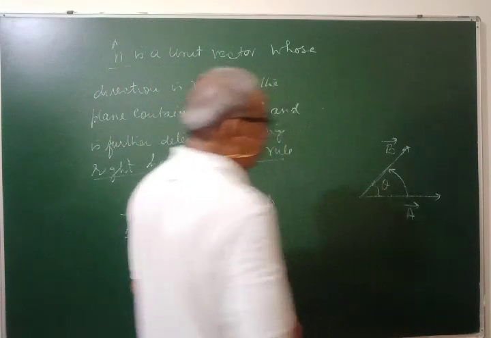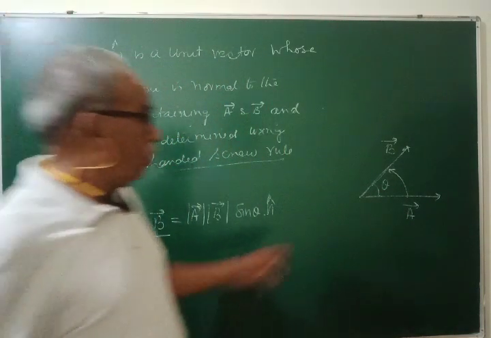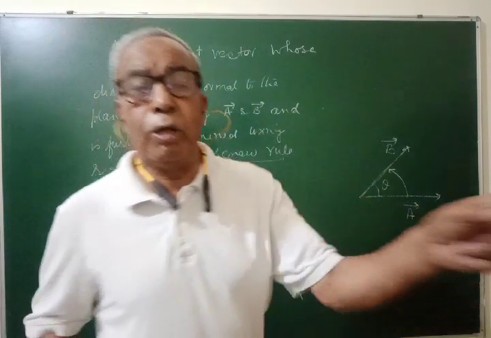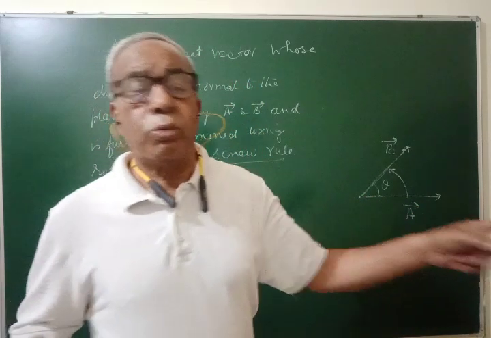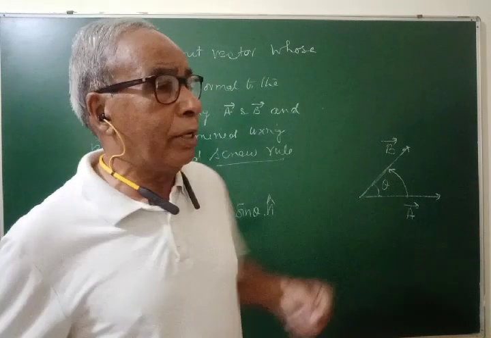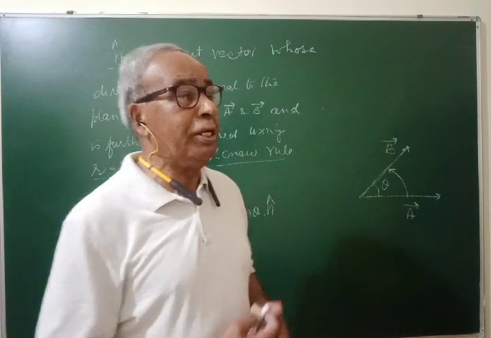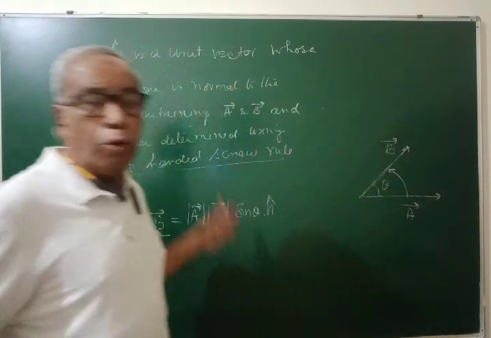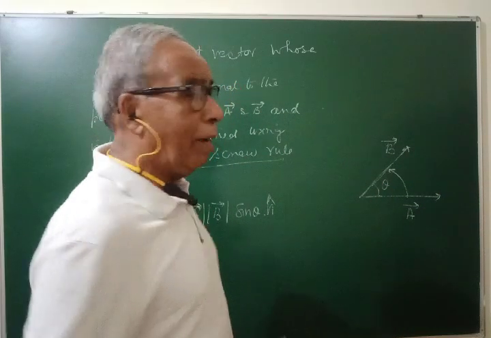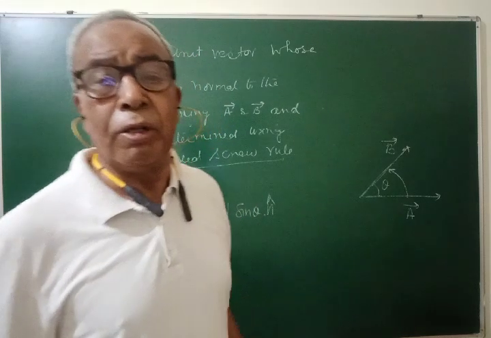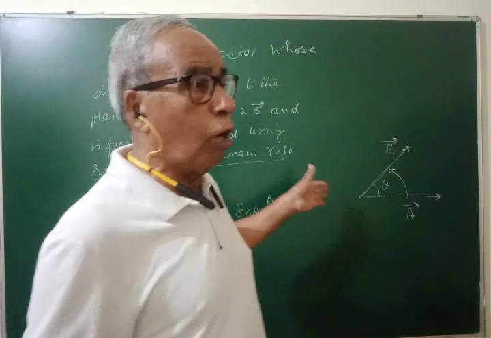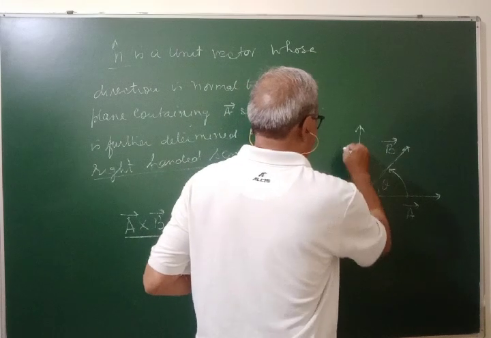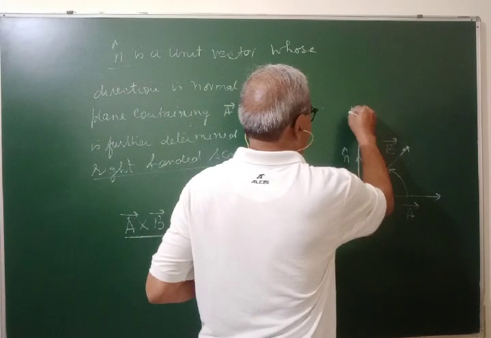Here A and B are lying in the plane of the board. So according to the right-hand rule, n cap should be normal to the plane of the paper and outward. We can't draw a line in the air here. So to show a three-dimensional picture in two dimensions, this plane of the board being two-dimensional, we have taken a convention. Whatever is perpendicular to the plane of the board outward is shown this way. So n cap is this way, and hence A cross B is this way.